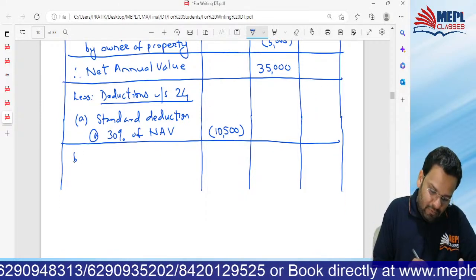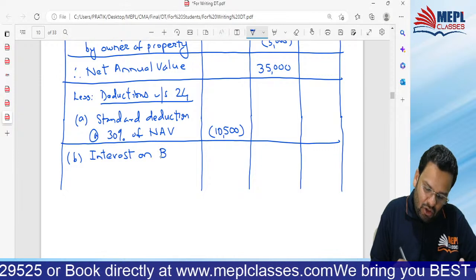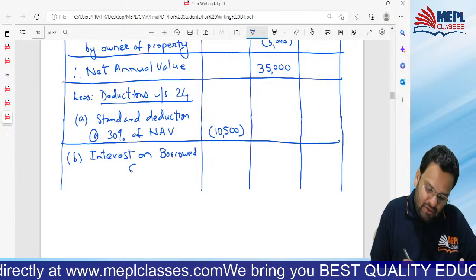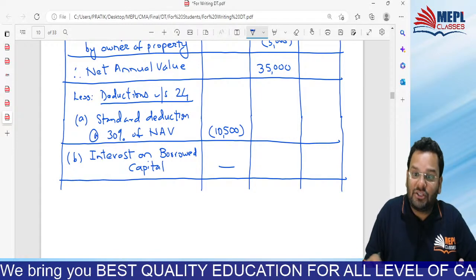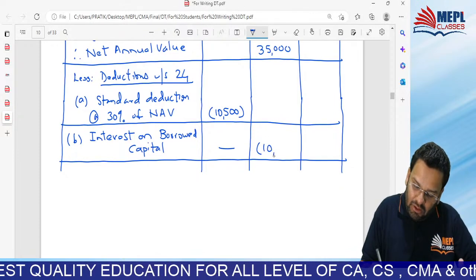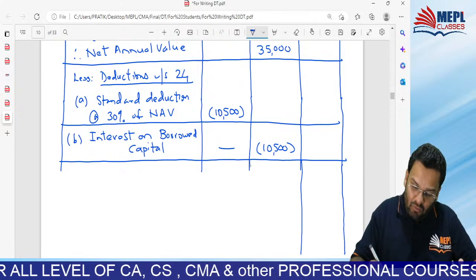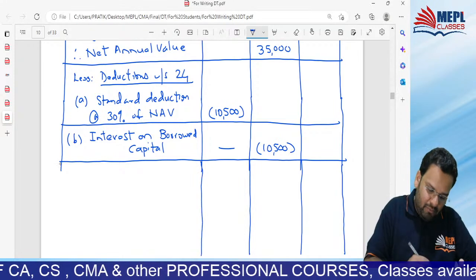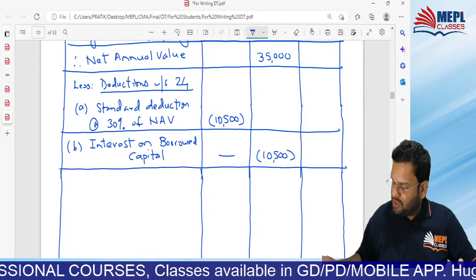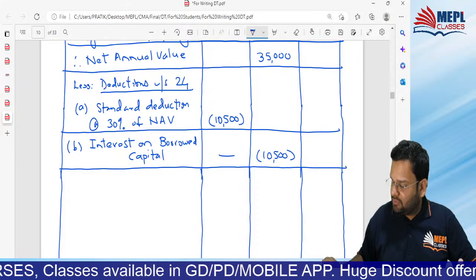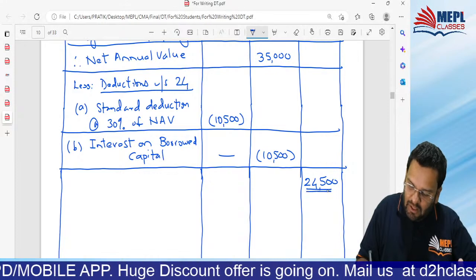And then B, interest on borrowed capital, which is not there. So just put a dash and tell me what is your final income from house property. Your income from house property is, check, 35,000 minus 10,500, 24,500. Did you get this?